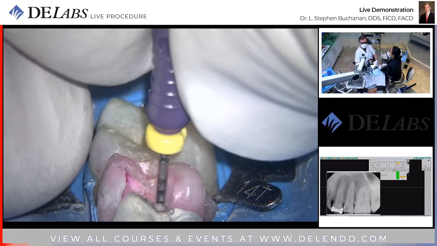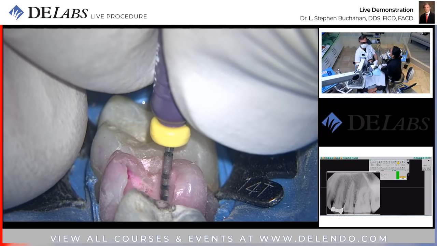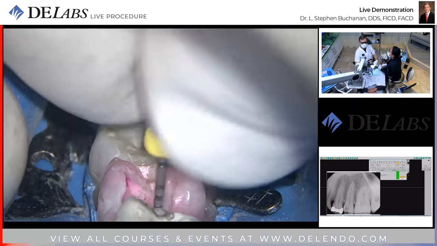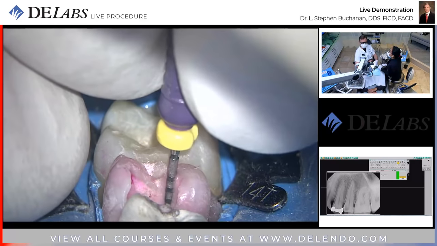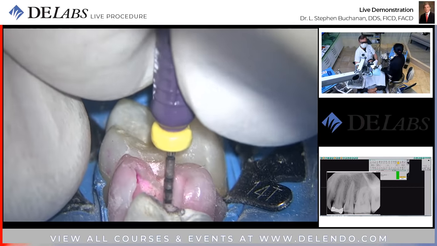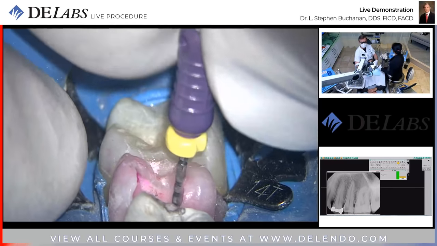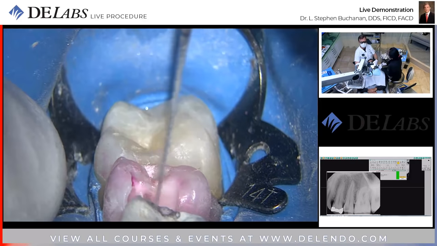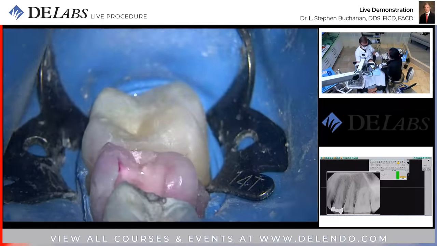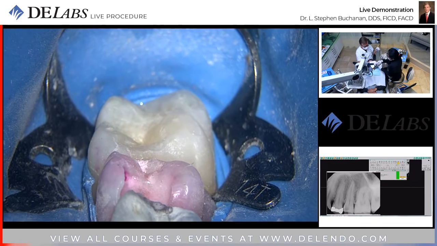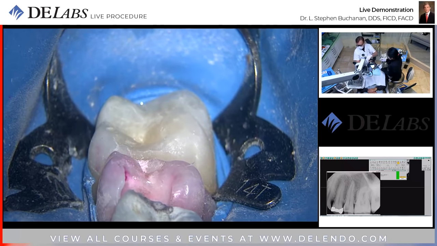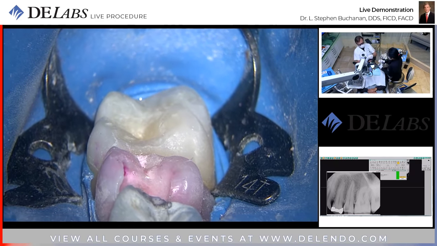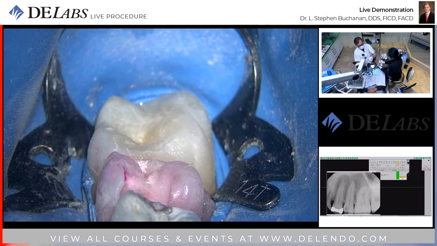You notice me getting a finger rest. I don't want to pull this out of the secondary canal because I might not get back in there. Okay, let's put a bend on an 08. I want to just see if a smaller file will get us in there.